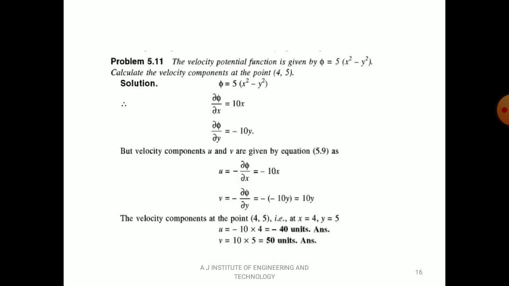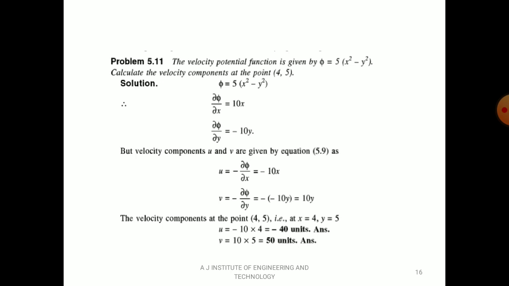Now let us go for the second problem. The velocity potential function is given by phi equal to 5 into x square minus y square. Calculate the velocity component at the point 4, 5. There is one point given, that is 4, 5. You need to calculate the velocity at that point.